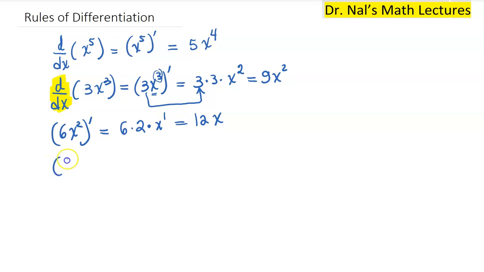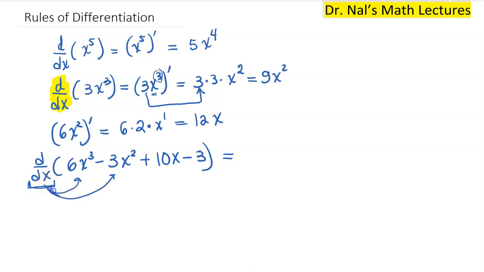So that brings us to the idea of combining these. How about, for instance, I want to find the derivative of, say, 6x cubed minus 3x squared plus 10x minus 3. There you go. I want to find the derivative of this expression. Or let me just go ahead and write d over dx, so there's no confusion. So how do you do combined expressions like this? The good news is the derivative is a linear operator. What that means is you can spread it. Does that make sense? So this is just going to be spreading out.